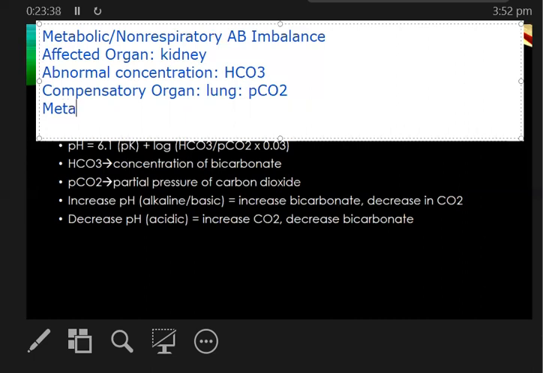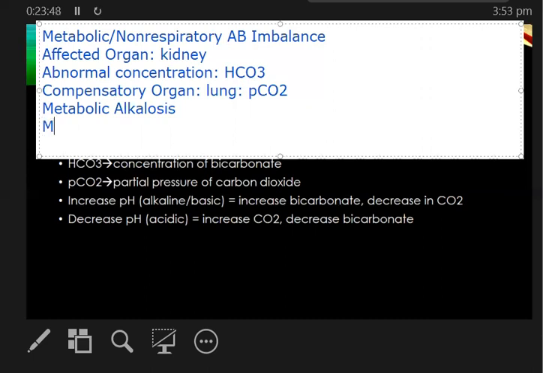Say for example, our problem is metabolic alkalosis. And then the other one, metabolic acidosis. These are examples of imbalances that are metabolic or non-respiratory in nature.